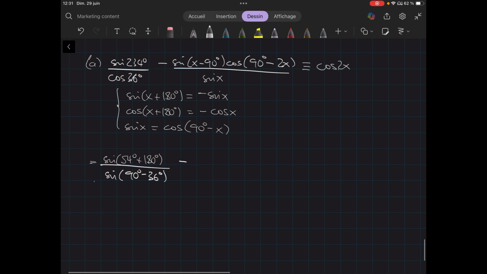Second term, sine of x minus 90. Sine of x minus 90, that would be sine of x cos of 90 minus sine of 90 cos of x, times cos of 90 minus 2x, that is simply sine of 2x. Downstairs, we have sine of x.